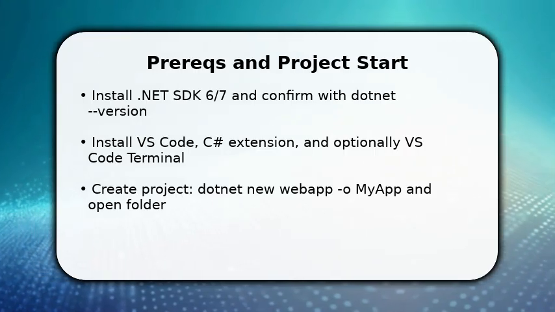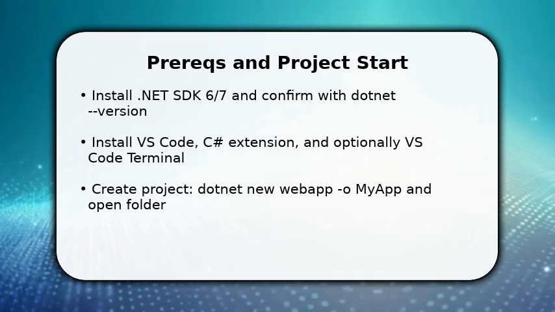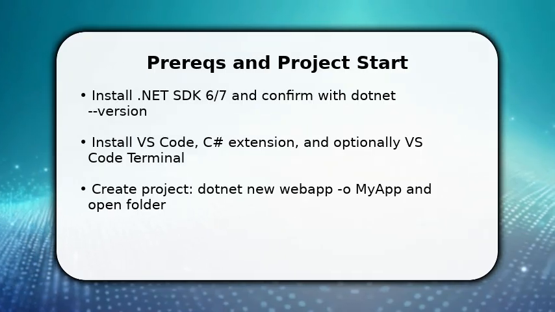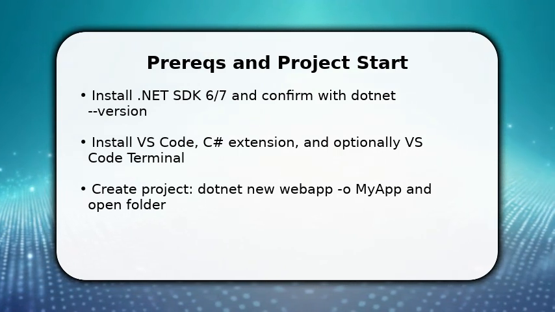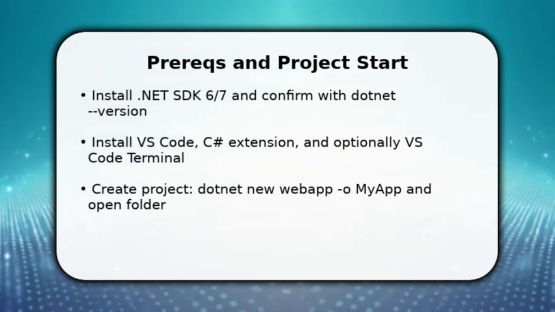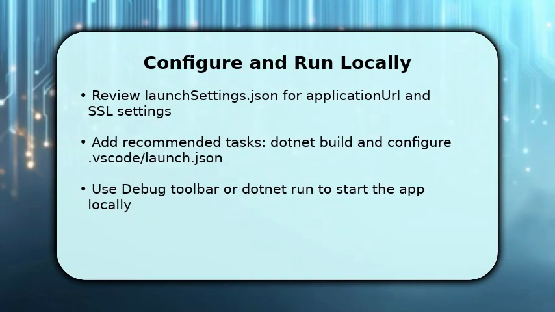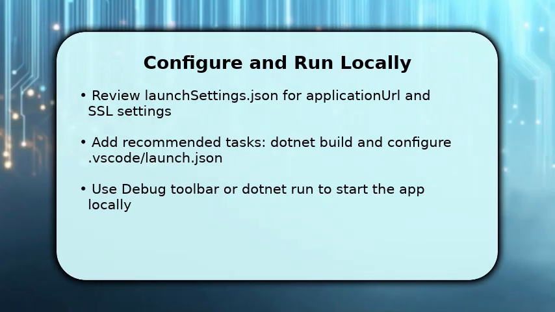Once done, restore packages automatically with dotnet restore or allow the extension to prompt. This starts the project scaffolding and prepares debugging assets for the next steps. Now configure how VS Code launches your app by checking launchSettings.json for ports and HTTPS.